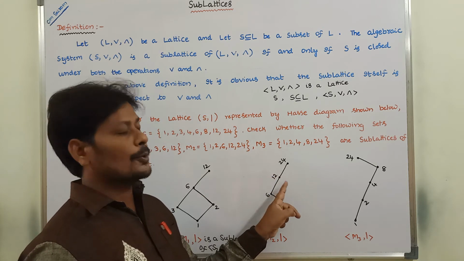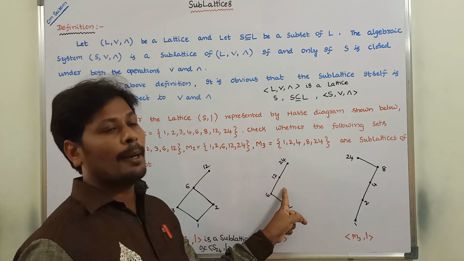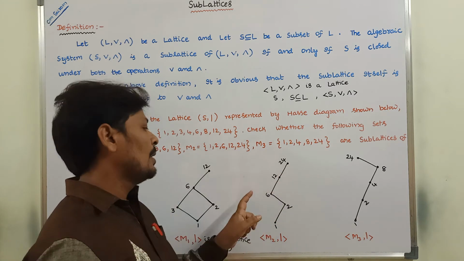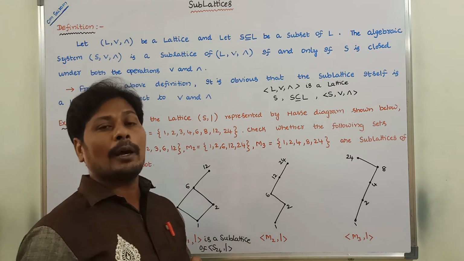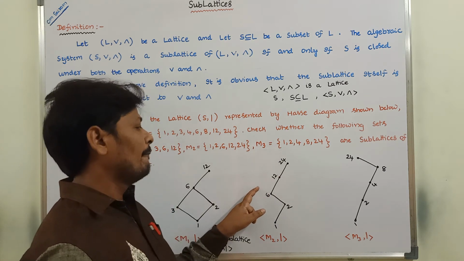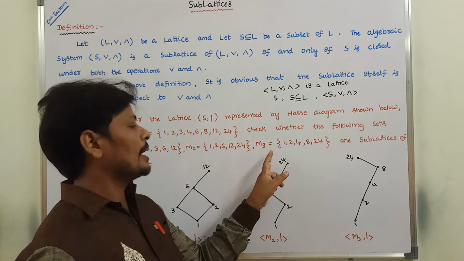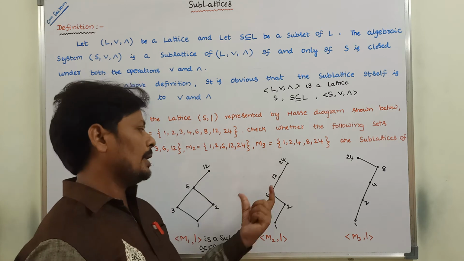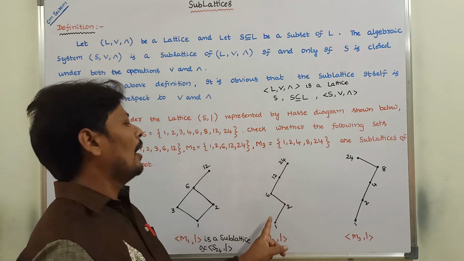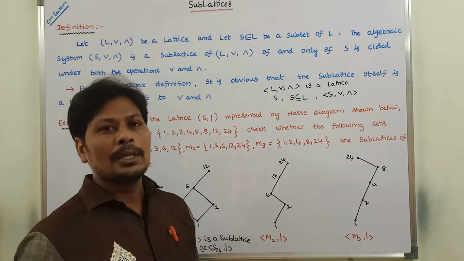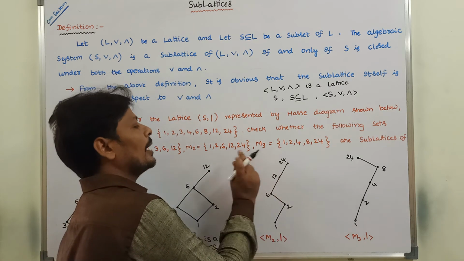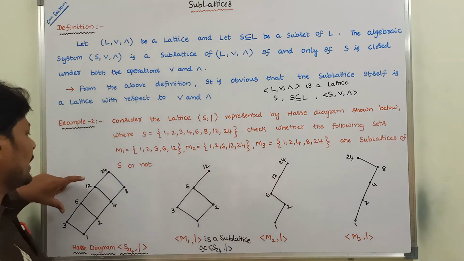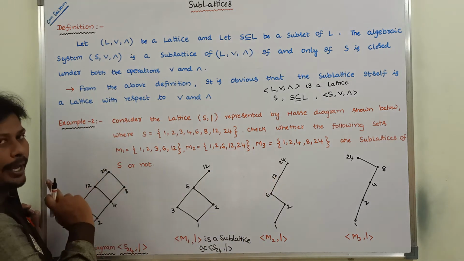6 divides 12, so we draw the edge between them. 12 divides 24, so we draw the edge between them. 6 also divides 24 according to the transitive property: whenever 6 divides 12 and 12 divides 24, then 6 also divides 24. So this is the division relation between the elements of M2, and this is the Hasse diagram we get for the elements of M2. That Hasse diagram can be taken from the main Hasse diagram.